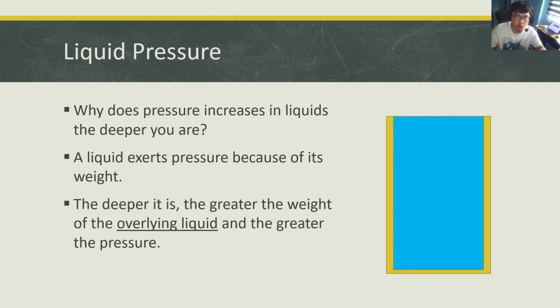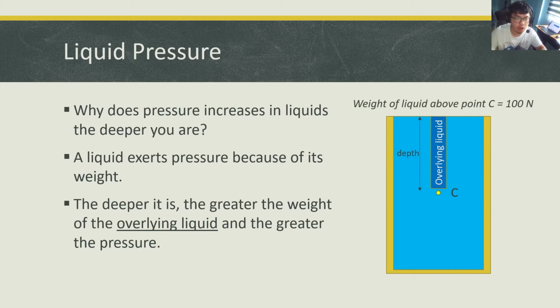So what is the overlying liquid? Let's say you are at point C, and all the liquid on top of you, that is what we call the overlying liquid. All that liquid on top of you exerts a force on you at point C. So all that weight is pushing down on you. Let's say at this depth, all the weight of the liquid on top of point C is 100 newtons. So that's how much force that mass of liquid exerts at point C.